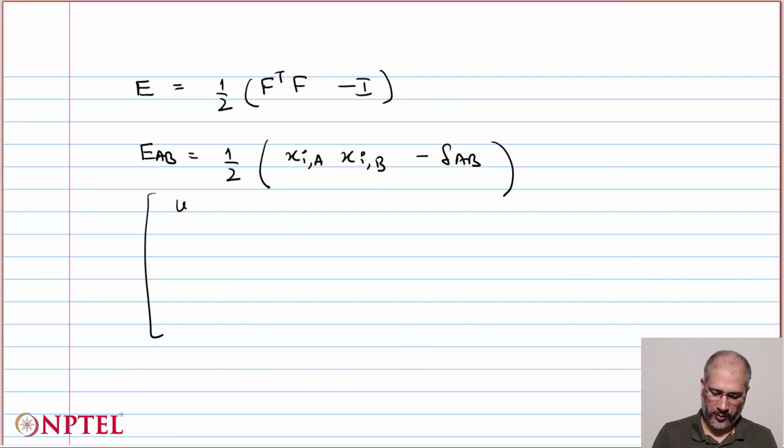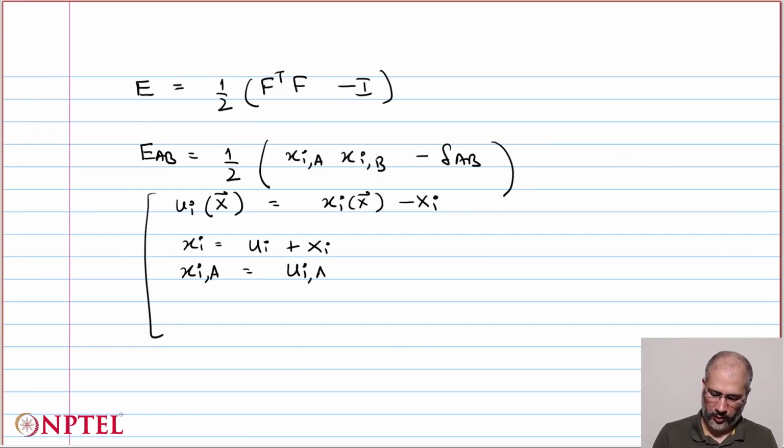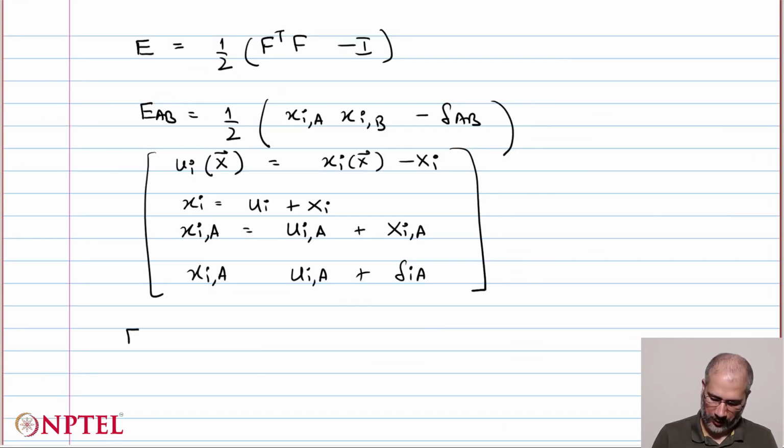Now we defined the displacement as small xi minus capital Xi. So we can write small xi as u_i plus capital Xi, and this means that small xi comma A becomes u_i comma A plus Xi comma A, and this simply is delta iA, because Xi comma A is del capital Xi by del capital XA. So we will substitute this and get the expression for E_AB.